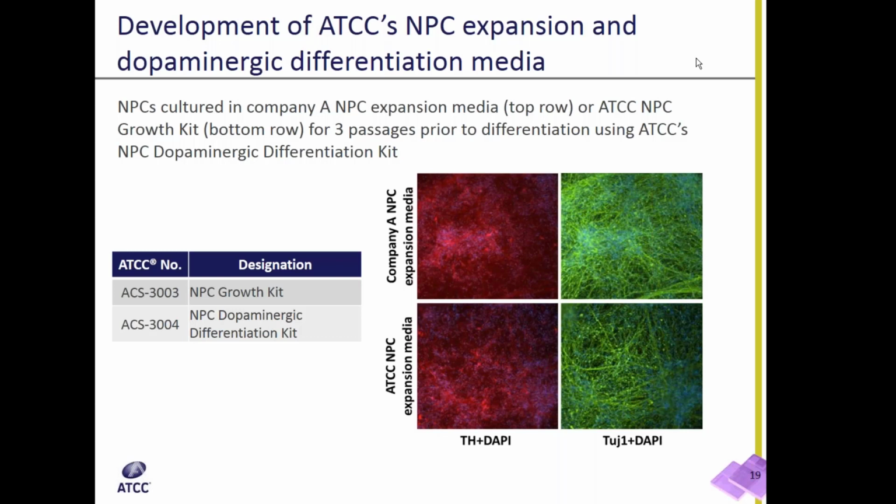For example, our normal NPCs cultured in either an alternative supplier's media or our own growth media for 3 passages exhibited a similar efficiency of dopaminergic differentiation after treatment for 3 weeks. So ATCC can provide a complete culture solution for the growth, expansion, and dopaminergic differentiation of neural progenitor cells.